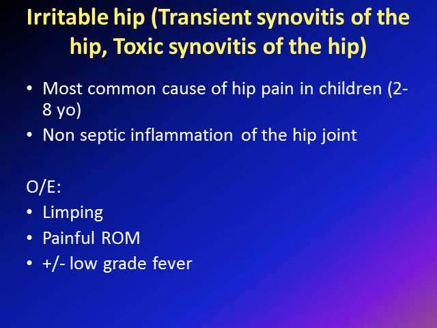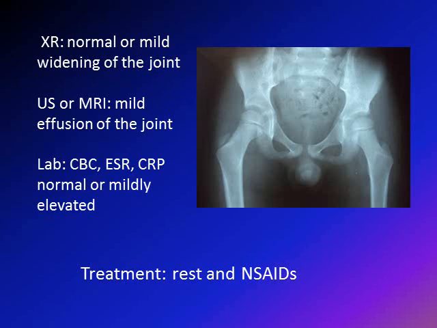What will be the clinical picture? There will be limping. The child will come limping on one side. The range of motion will be painful, especially flexion and internal rotation, and there may be a low-grade fever sometimes. X-rays: when you do an X-ray of these children, they may be normal, or it may show some widening of the hip joint.